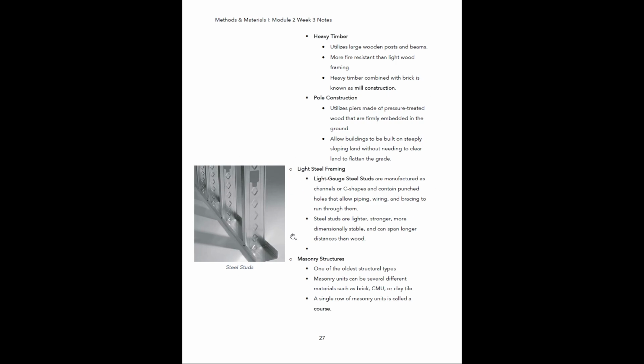So moving on from the wood, we're now going to talk about some light steel framing. So light gauge steel studs are manufactured as channels or C-shapes, and they contain punched holes that allow piping, wiring, and bracing to run through them.